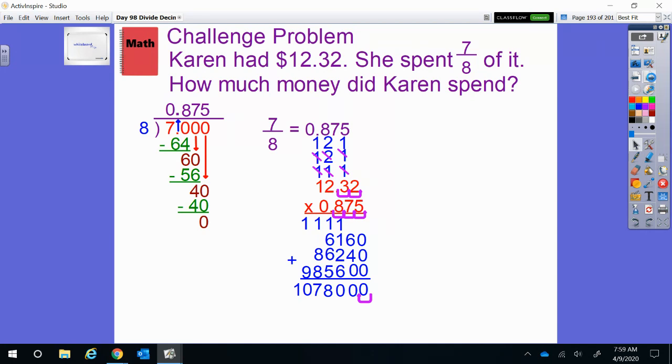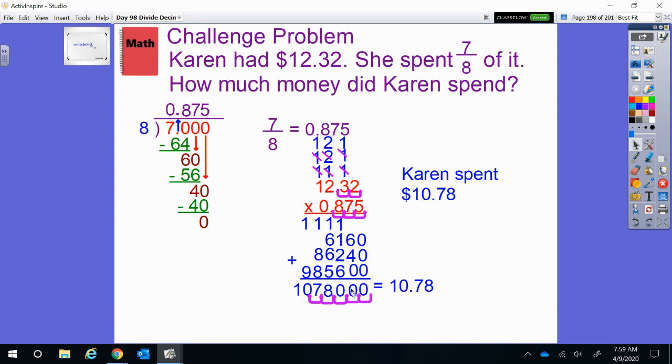1, 2, 3, 4, 5. Bingo! Plant that decimal point right there, and you have $10.78. So now you've converted it to a decimal, but it's really converted back to dollars and cents. $10.78. Remember, all of these zeros you can eliminate.